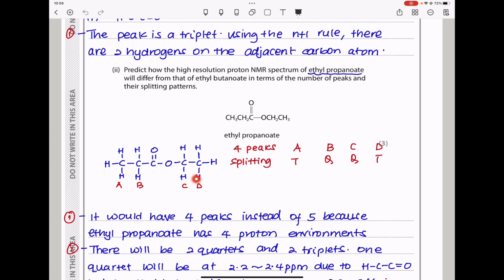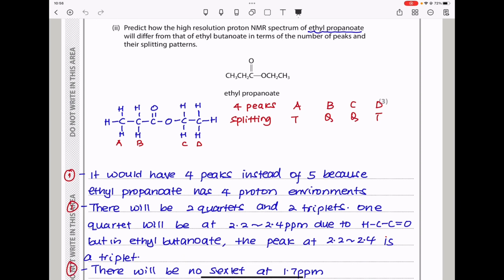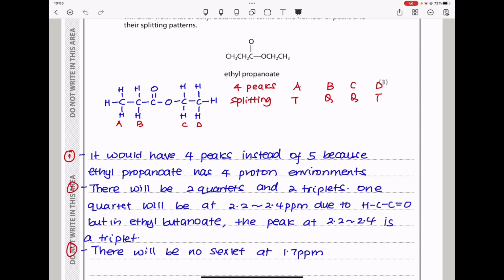I'm calling this a triplet because these protons are surrounded by an adjacent carbon that has 2 hydrogens. So using the n+1 rule, these are going to be triplets, while these are surrounded with a carbon having 3 hydrogens. So 3 plus 1 is 4. So we say these are going to be quartets. So the differences are here. I say it would have 4 peaks instead of 5 because ethyl propanoate has 4 proton environments. There will be 2 quartets and 2 triplets.